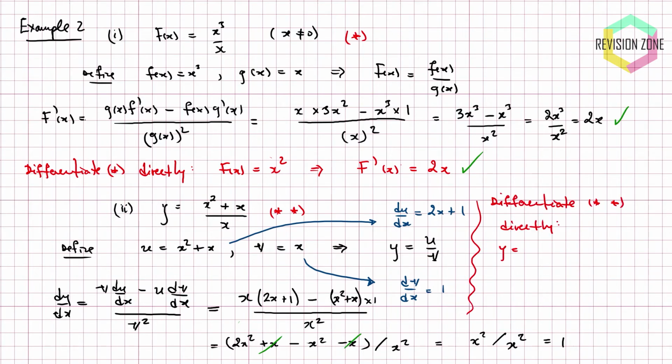So I can just basically do the division. I can split that up into x squared plus x over x. When I do that, x squared divided by x is just x, and x divided by x is just 1. So now I can differentiate each term. The x differentiates to give me 1. The 1 is a constant, so that differentiates to give me 0. So the derivative is indeed 1.